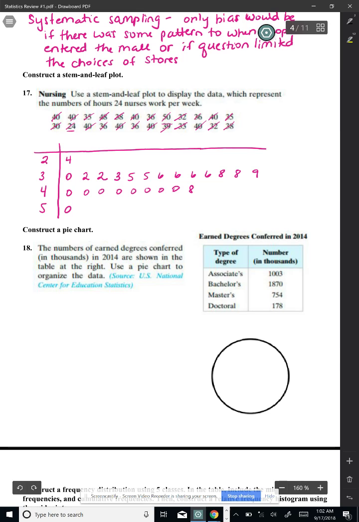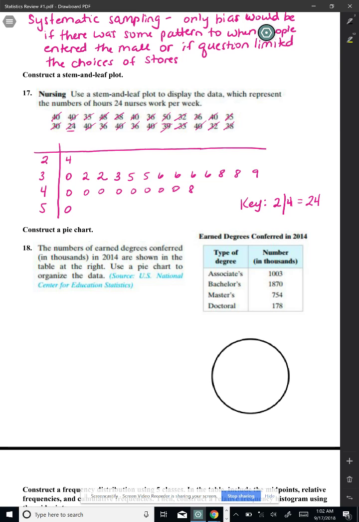And after you've constructed it, then you need to make a key or show what the key is. So just out to the side somewhere, you would have that the key is, and you can use any number from the stem and leaf plot you want to. I'm just going to use the first one. The 2 and then separated from the 4 would be the same thing as 24. And that's constructing the stem and leaf plot.